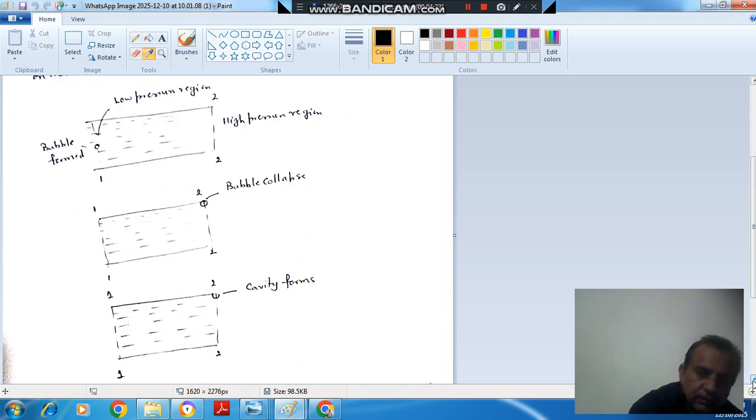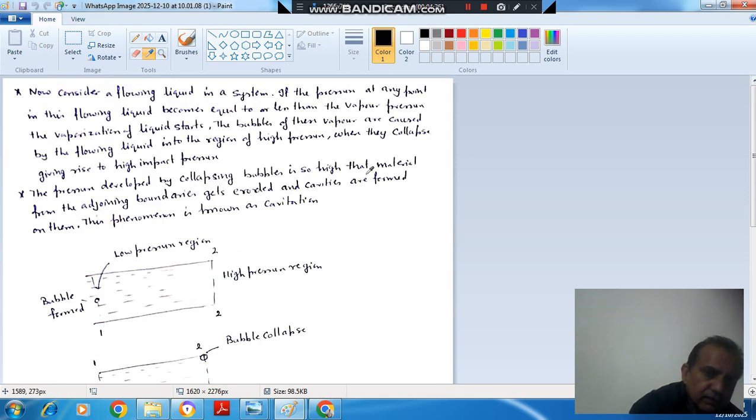So bubbles form in the low pressure region and then travel to the high pressure region, and then they collapse. This is the phenomenon of cavitation in flowing water.